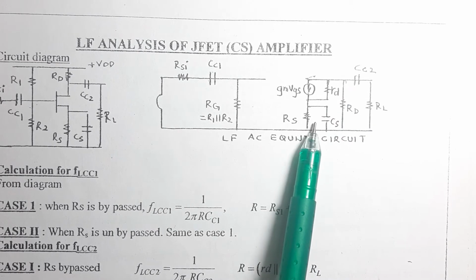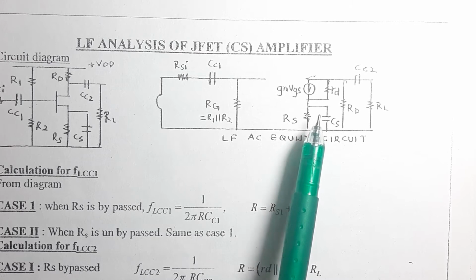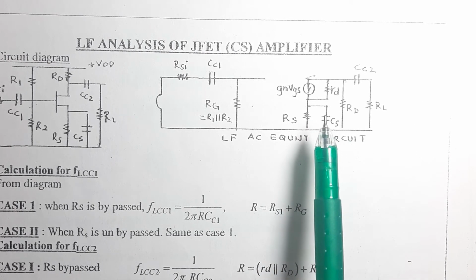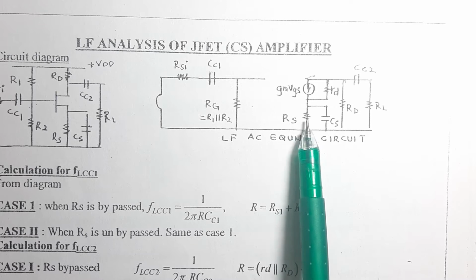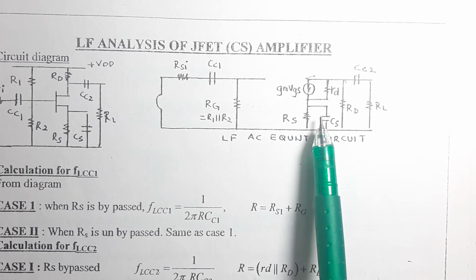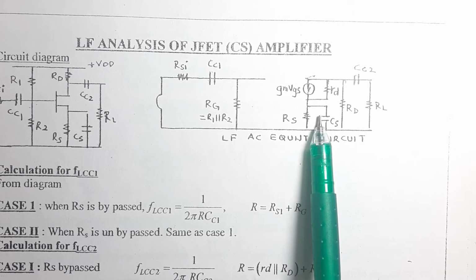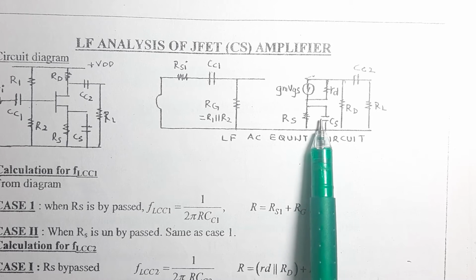Whenever you look into the source resistance over here, you don't only look at Rs. It is always given as 1 by Gm in parallel to Rs. Now how is that formula derived? Let me give you a brief derivation over here.